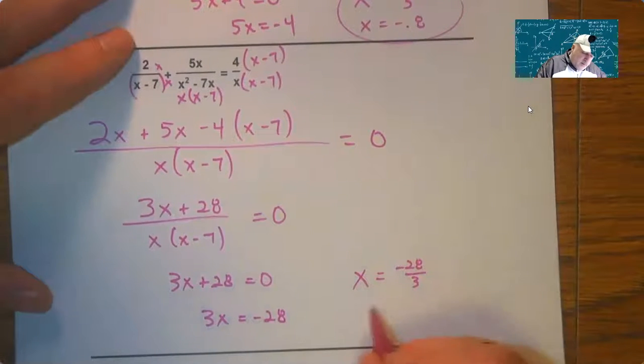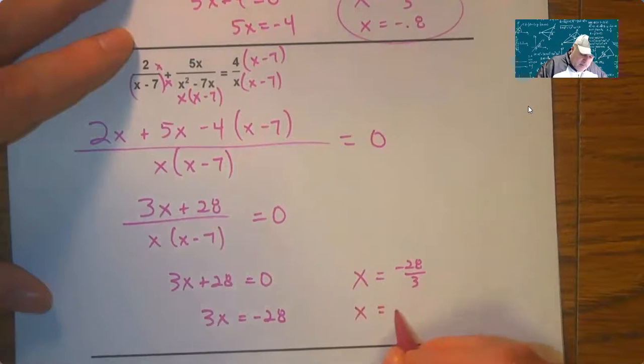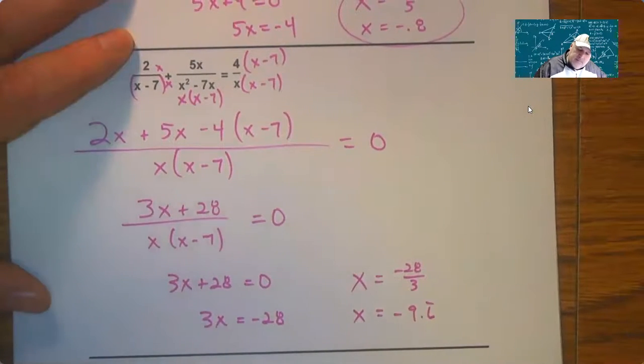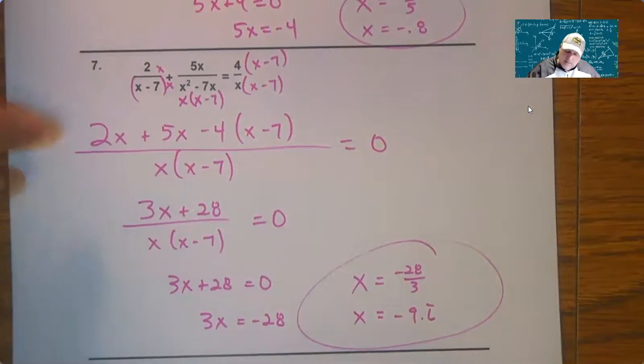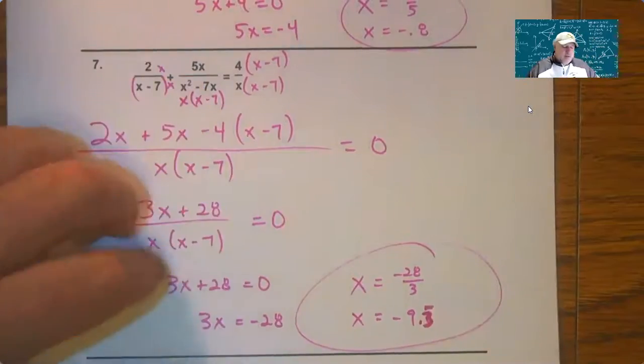negative 9.6 repeating. I'm sorry, negative 9.3 repeating. I looked at that and I typed in 29.3, that can't be. All right, 9.3 repeating. Okay, 8 and 9.